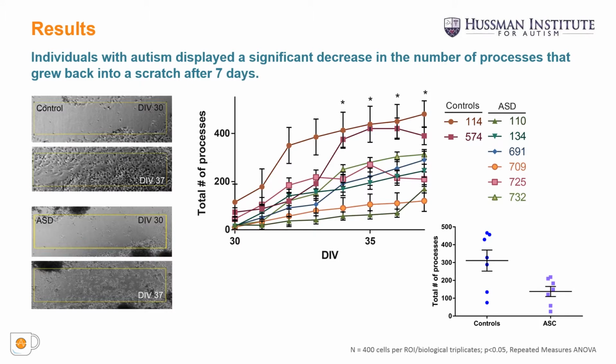Morphologically, we also looked at the number of dendrites from iPSC-derived neurons that were able to reinvade a scratch as part of a scratch assay. You can see an example of the scratch on the left-hand side of the screen. We found that after about 1 week, the individuals with autism displayed a significant decrease in the number of processes that grew back into the scratch. You can get a sense of the variability between cases and controls by looking at the graph at the lower right-hand side of the screen.